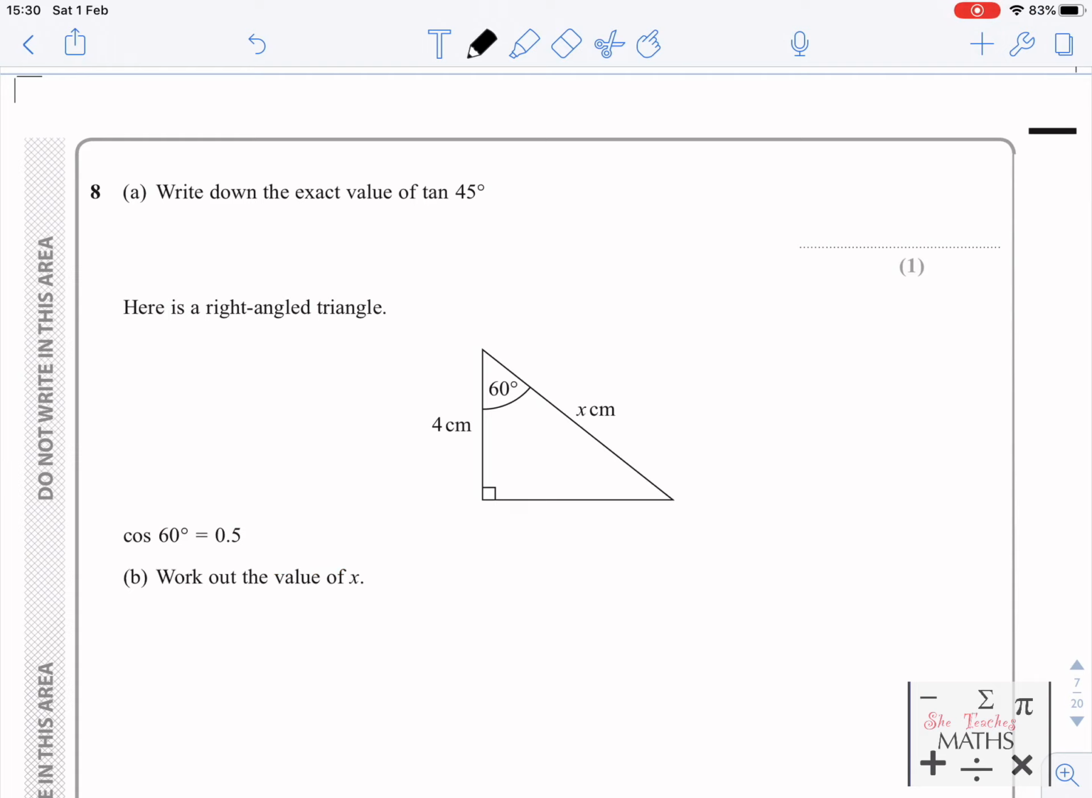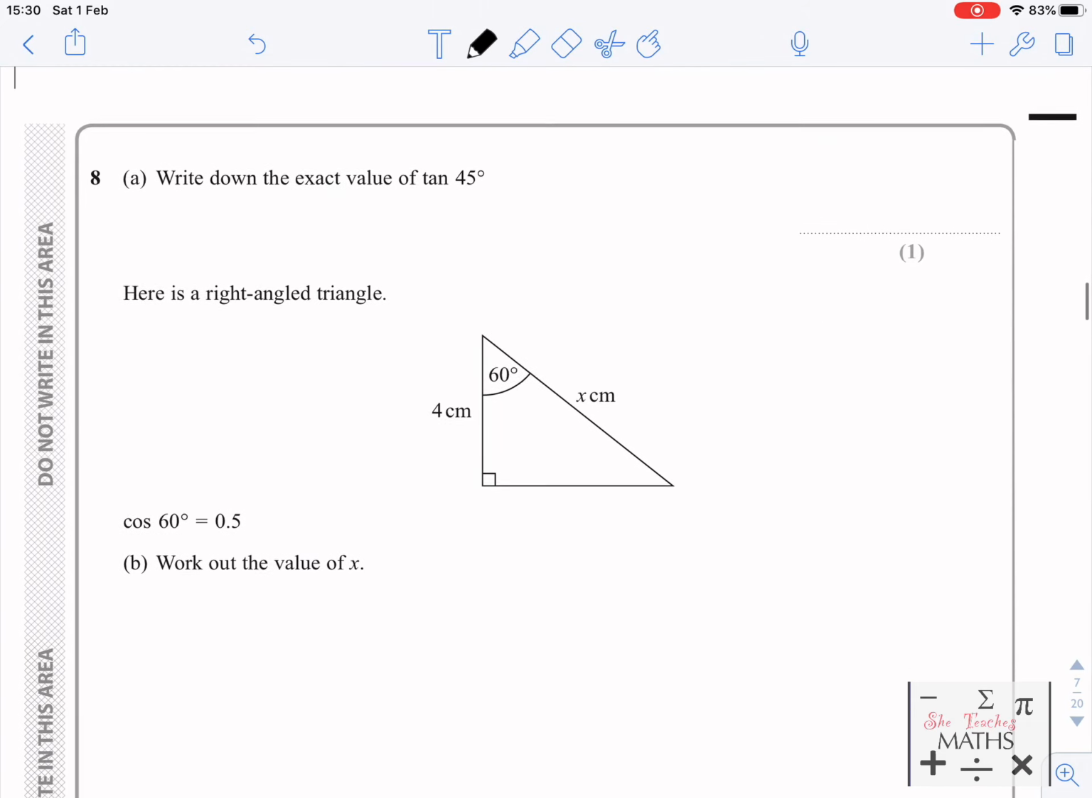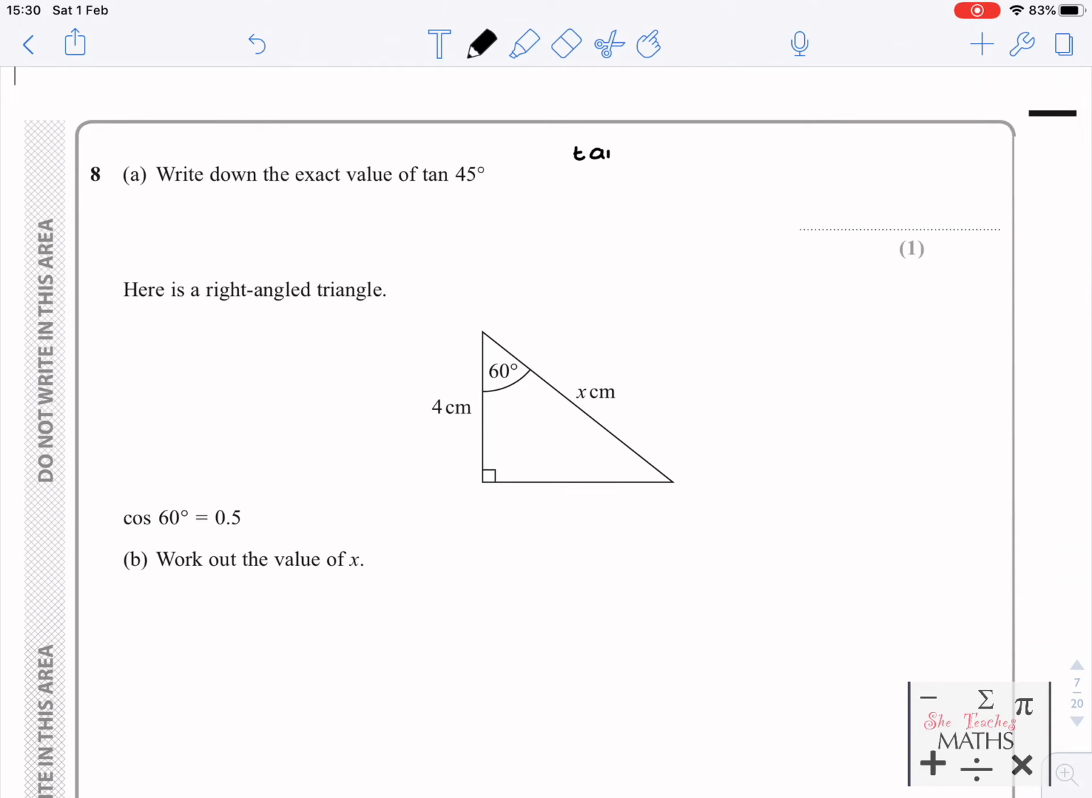So the next question is asking us to write down the exact value of tan 45. So you have to know tan, cos and sine of 0, 15, 45, 60, and 1, I think it's 1 as well. I'm not 100% sure, but you are supposed to know the answers to these. So if you revise these, you would know that tan 45 is 1.